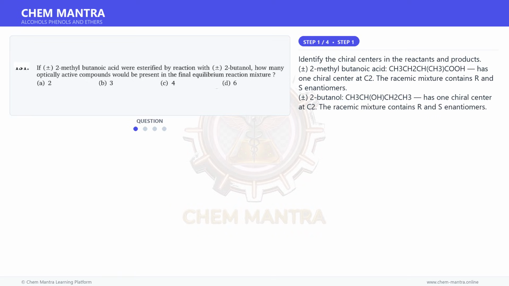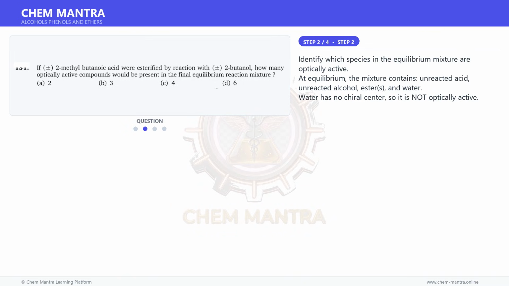CH3CH2CH(CH3)COOH has one chiral center at C2. The racemic mixture contains R and S enantiomers. (±)-2-butanol, CH3CH(OH)CH2CH3, has one chiral center at C2. The racemic mixture contains R and S enantiomers. Moving on to the next step.